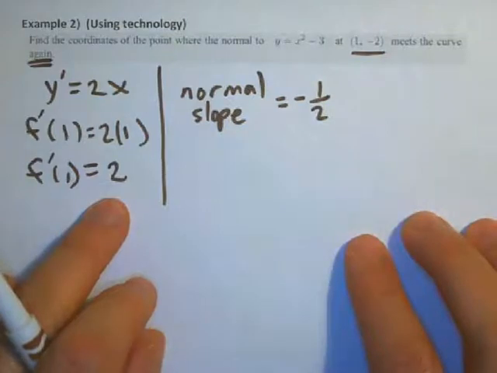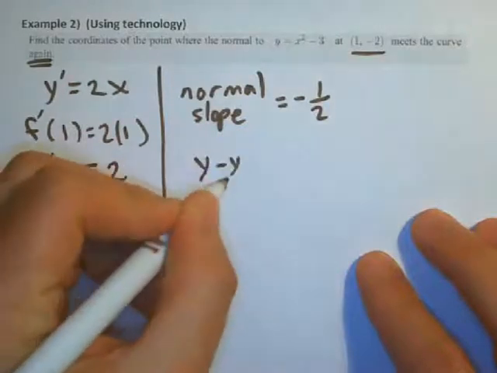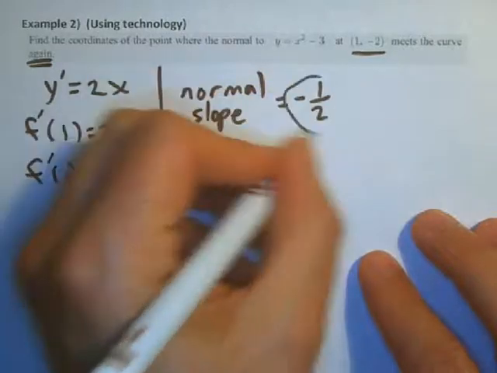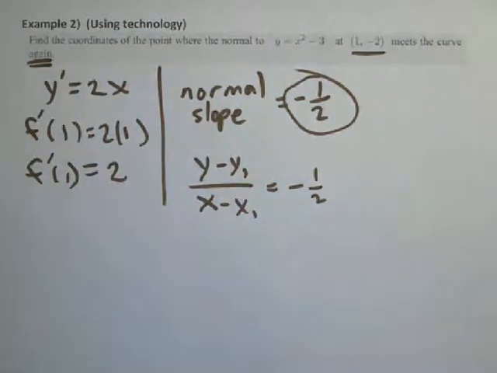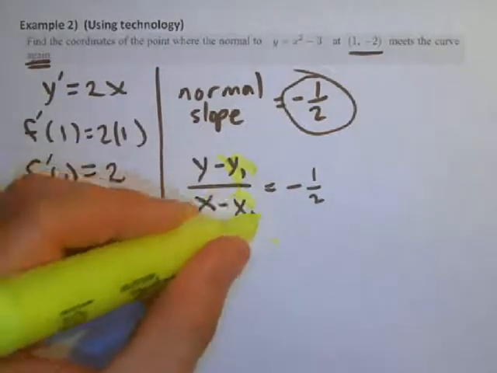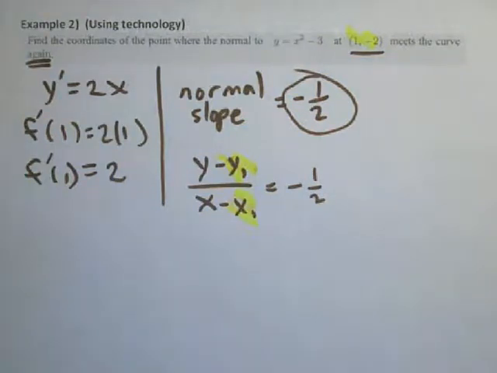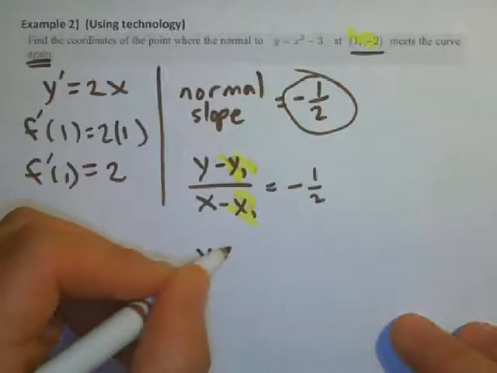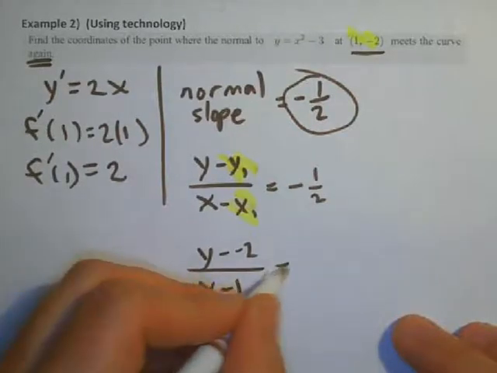Okay, and then we're going to do like we just did on the previous example: y minus y1 over x minus x1 is equal to our slope, which is negative 1/2. Instead of y1 and x1, we're going to use 1 and negative 2. So let's do that. Now I've got y minus negative 2 over x minus 1 is equal to negative 1/2.